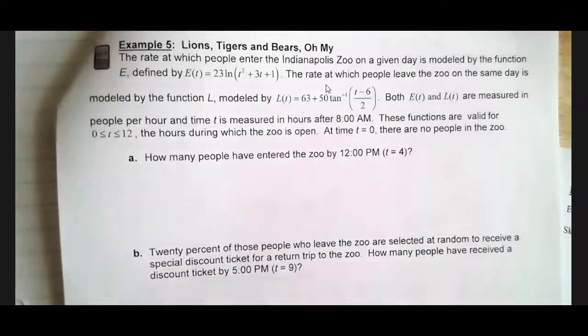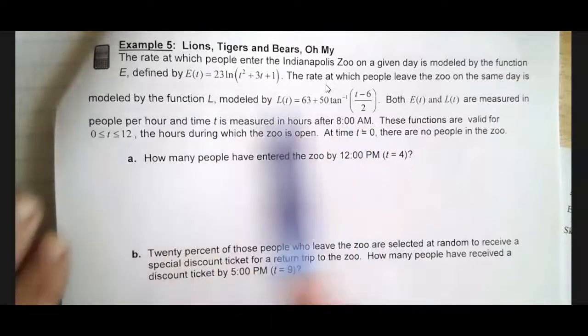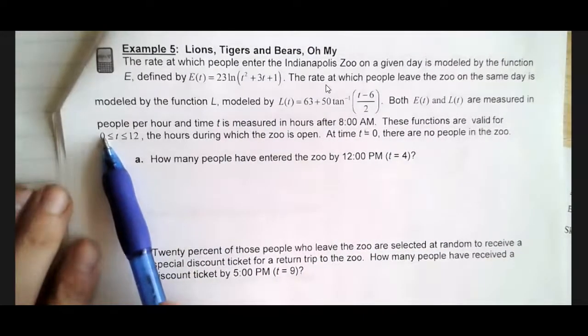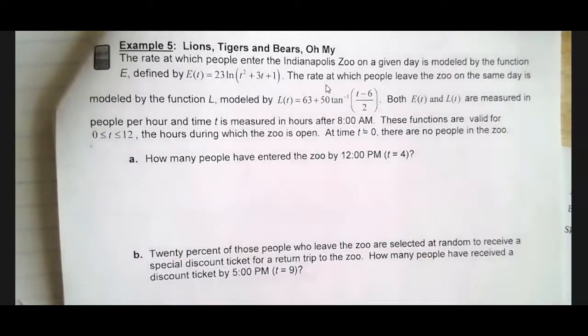As I'm reading through examples like this, what I like to do is really try to pull out or identify the key pieces of information. One of the things I'm noticing is that we are talking about times on a clock, not change in hours. So it tells me that at t equals 0, that represents 8 a.m. 0 doesn't represent midnight in this case, it represents 8 a.m. So for part A, where it says how many people have entered the zoo at 12 p.m., I need to take into account that that's 4 hours after 8 a.m. And I'm not integrating from 8 to 12, but rather 0 to 4.